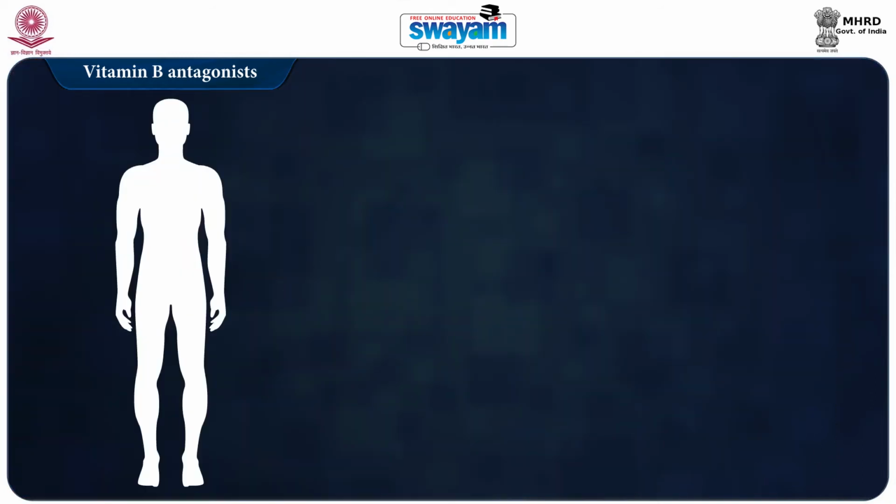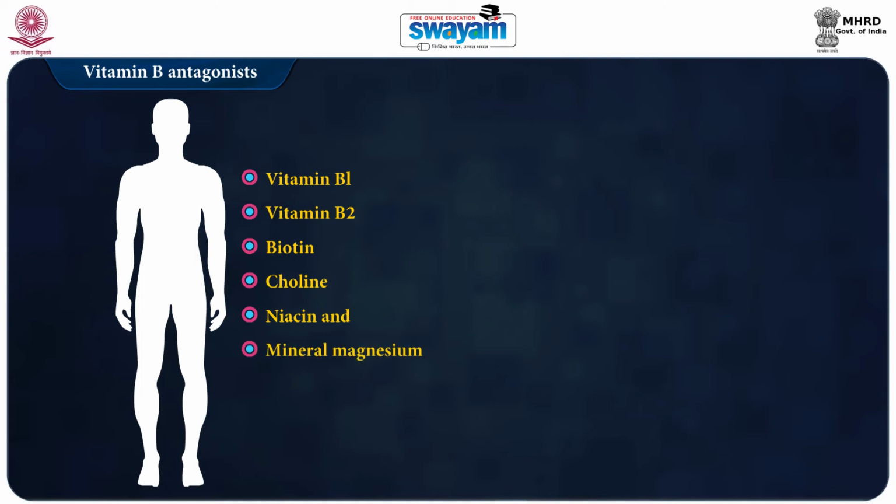Specifically, the body's supply of vitamin B1, vitamin B2, biotin, choline, niacin and the mineral magnesium are depleted when refined sugar and flour are consumed.